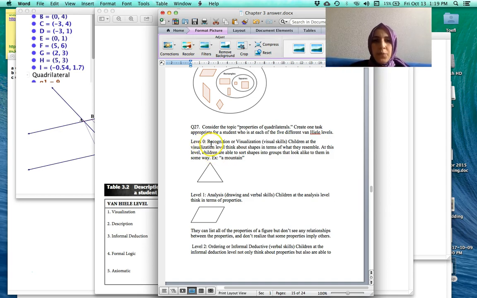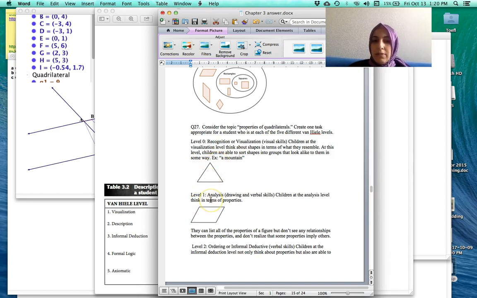Level 0 says recognition, visual skills. Children at the visualization level think about shapes in terms of what they resemble. At this level, children are able to sort shapes into groups that look alike to them in some way. For example, a mountain can be a triangle.